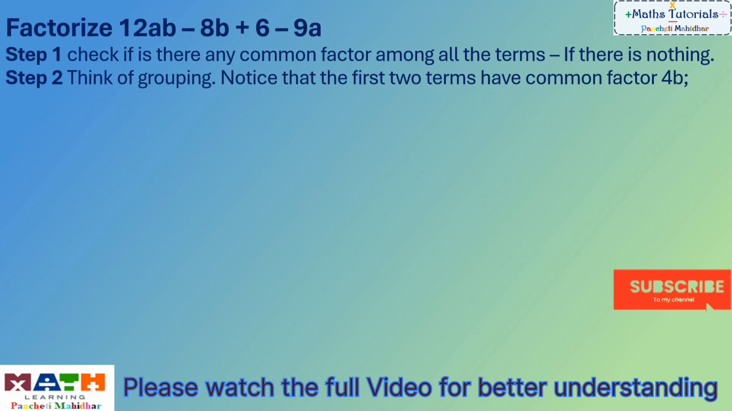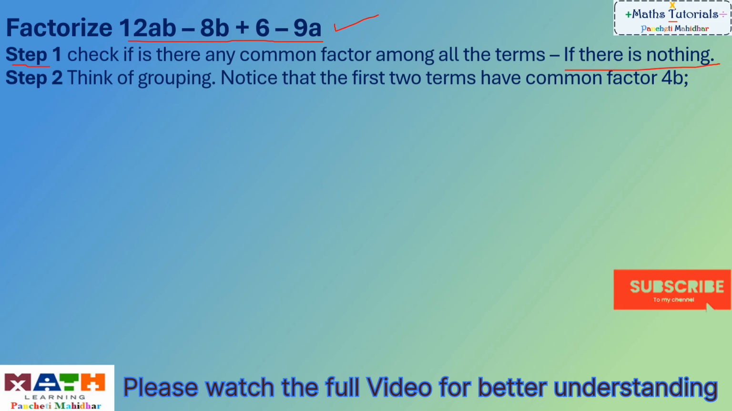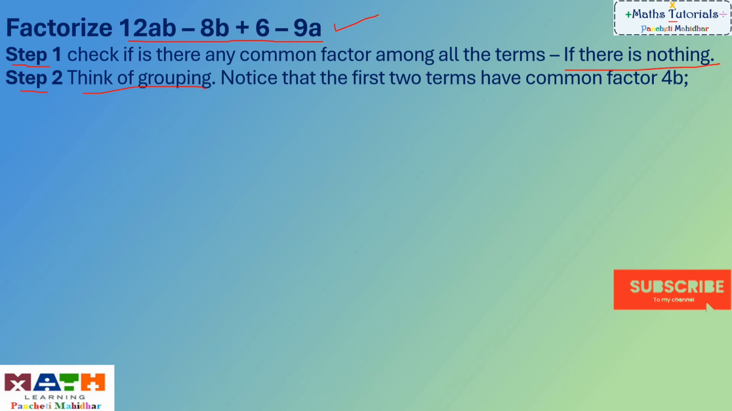The first problem is factorize 12ab minus 8b plus 6 minus 9a. The first step is to check if there is any common factor among all the terms. If there is nothing, then step 2, think of grouping. Why? Because two terms we can group.